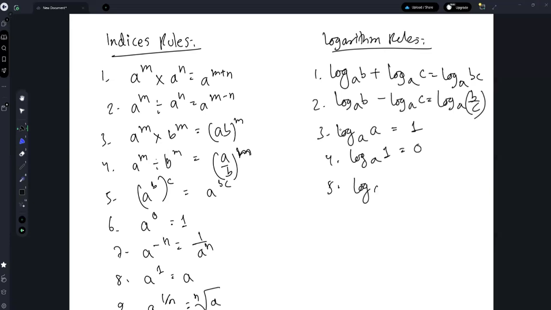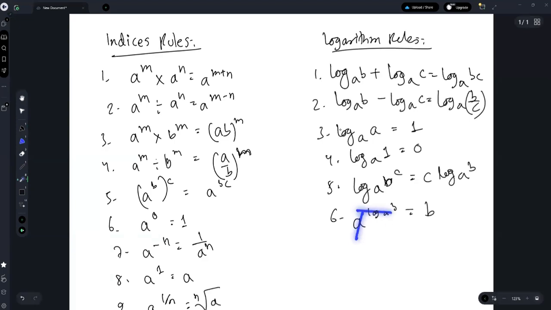I think I'm missing something. Yeah, log base a of b to the power c gives c times log base a of b. I missed that, but this is one very important rule of logarithms. It's quite helpful. Then we have a to the power log base a of b equals b, which means that if I have a base and a logarithm with the same base used as its power, then the base and the logarithm with the same base will cancel out. So these two can be cancelled out pretty easily, and we get b. So that's one thing.